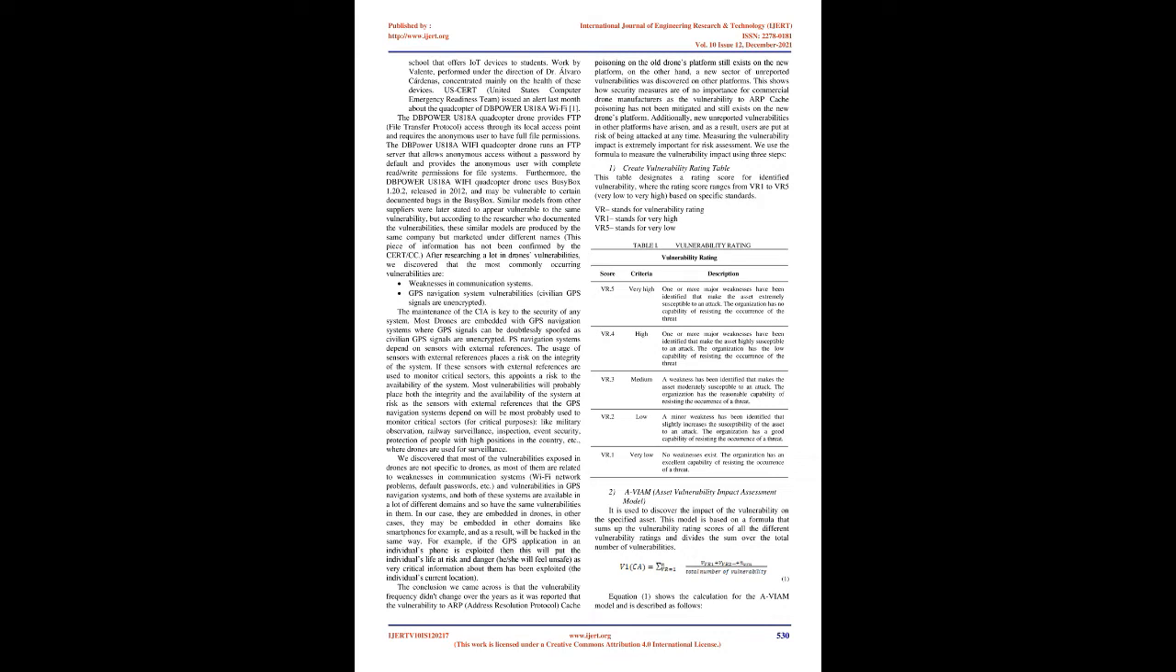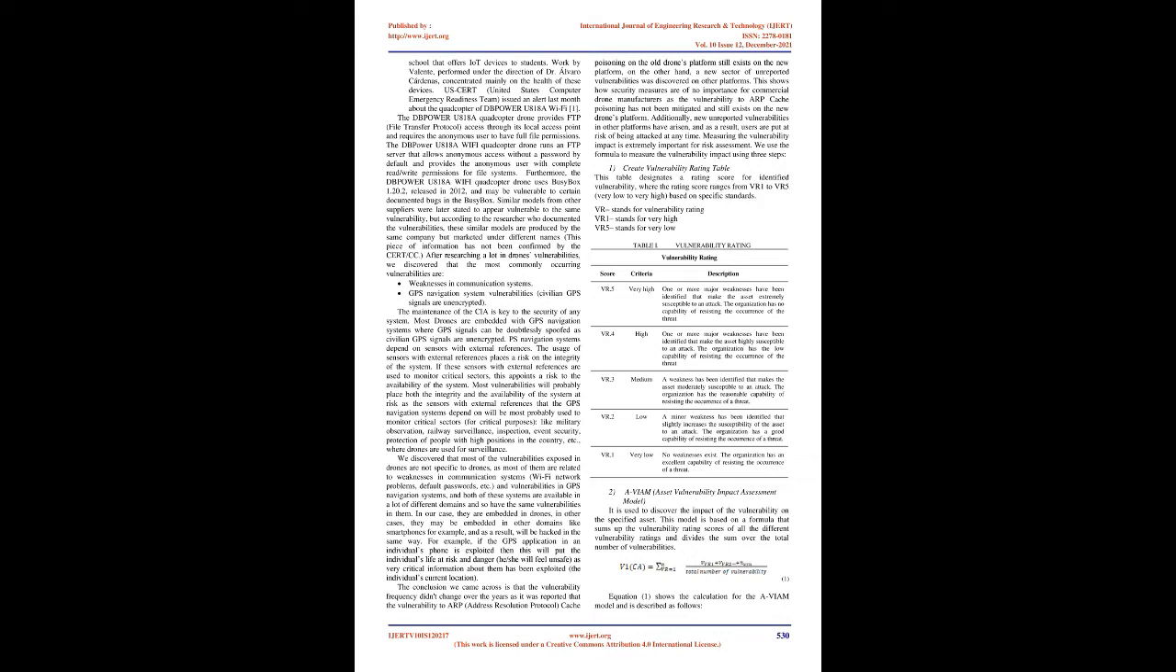If these sensors with external references are used to monitor critical sectors, this poses a risk to the availability of the system. Most vulnerabilities will probably place both the integrity and the availability of the system at risk, as the sensors with external references that the GPS navigation systems depend on will most probably be used to monitor critical sectors, for critical purposes like military observation, railway surveillance, inspection, event security, protection of people with high positions in the country, etc., where drones are used for surveillance.